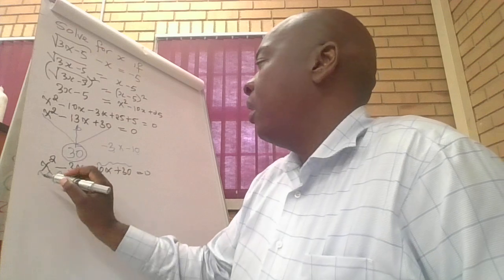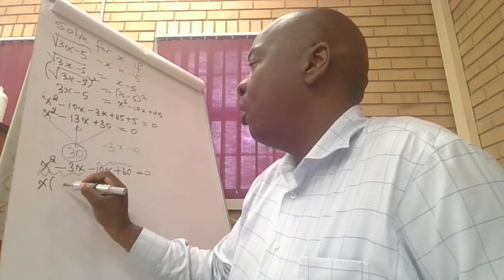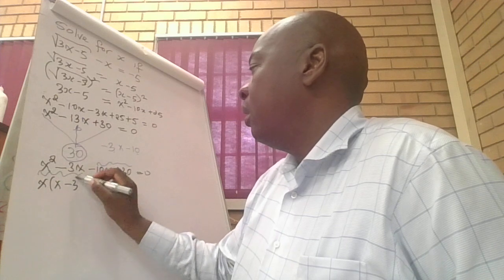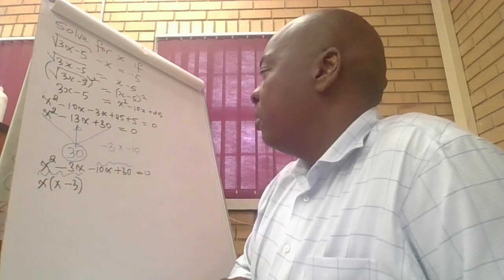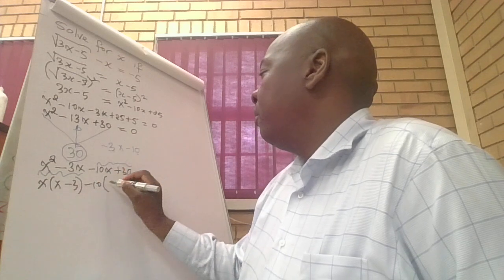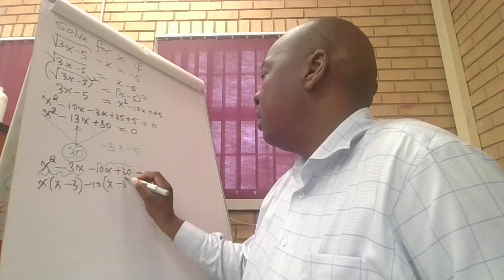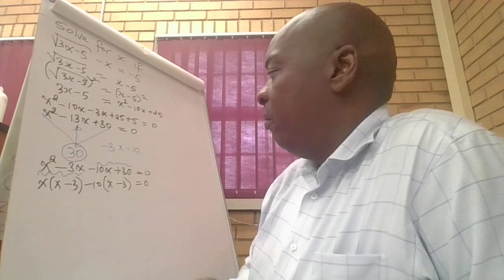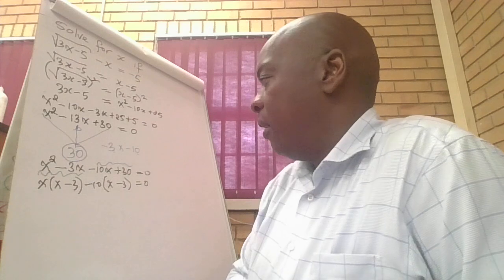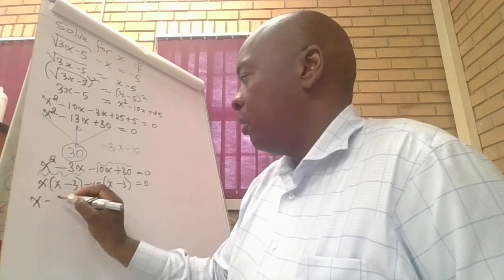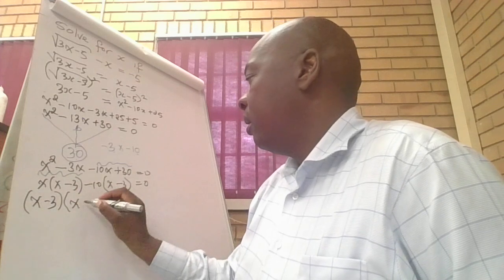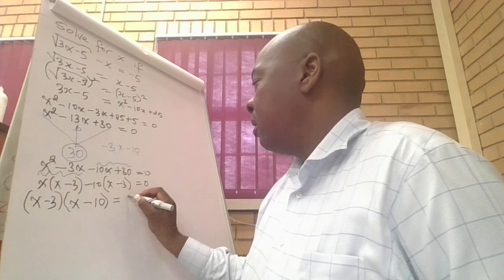And in the first two there, I see that I have x being common. So if I take it out, I will have here x minus 3. On the second two terms, I can see I can take out minus 10, and I'll be left here with x minus 3 being equal to 0. And from here, these are now two terms with a common x minus 3 there. So if I take out x minus 3, I'll be left there with x minus 10, and this is equal to 0.